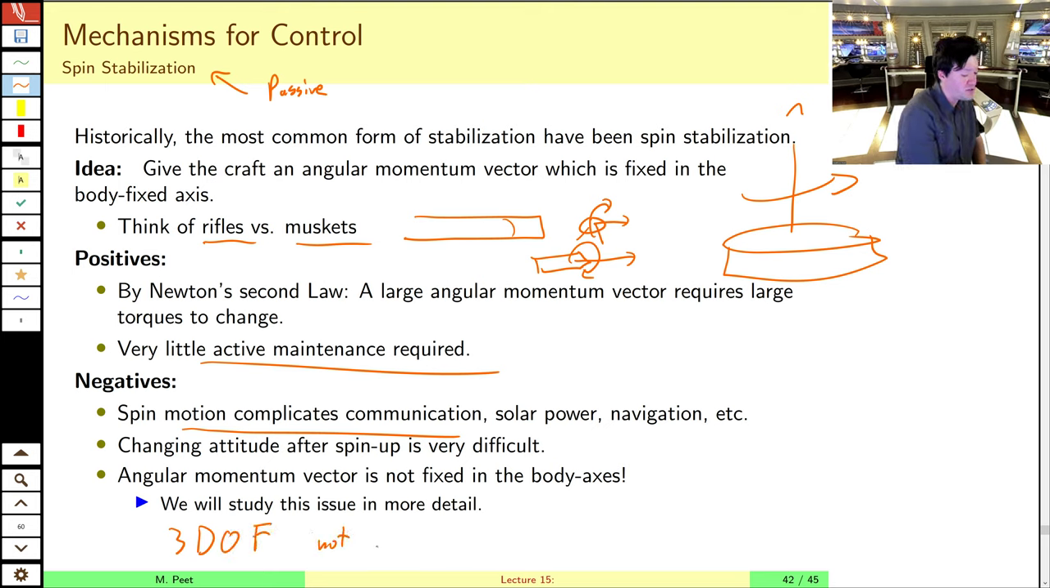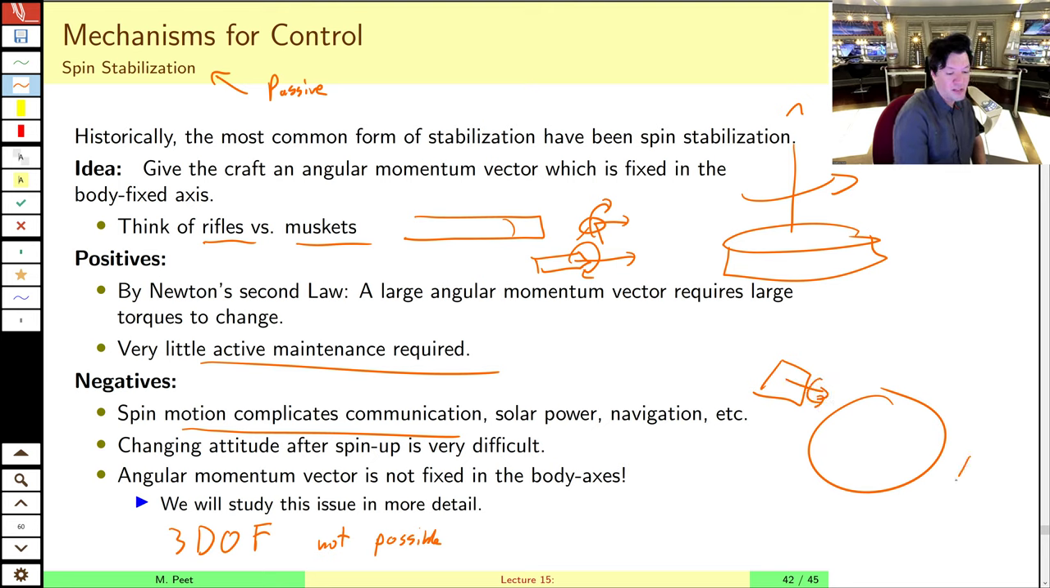Once you've spun it in a particular direction, you can't de-spin it and reorient it. So say you're orbiting the Earth, right? You're spinning about this axis here. When you get to the other side of the Earth, you'll still be pointing in the same direction, right? So that's a problem.